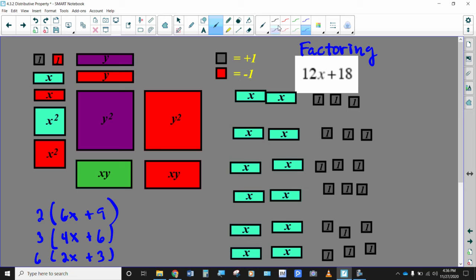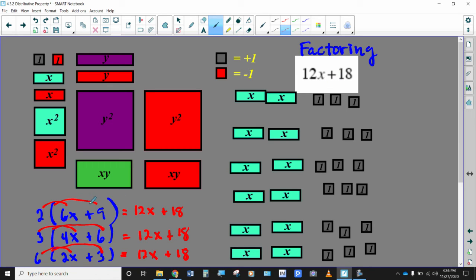And you can tell if you've done it correctly, because if you just go and use distributive property, what's 2 times 6x plus 9? It's equal to 12x plus 18. What is 3 times 4x plus 6? That is equal to 12x plus 18. And if you take 6 times 2x plus 3, you've got 6 times 2x is 12x, and 6 times 3 is 18. So all of them end up being equal to 12x plus 18. So that's your check. Now, do you always have to fully factor?